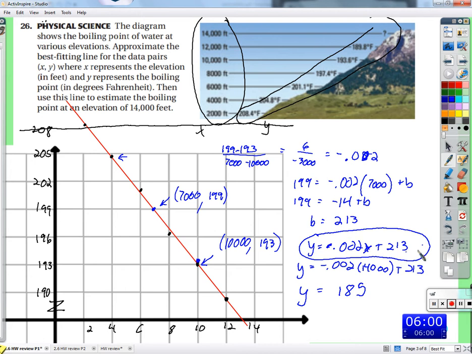This equation would not be the same for everybody. It would probably be different for every person. Unless you're the kind of person who forces themselves to use the points they're given, those are not necessarily going to be on the line that you draw. Keep that in mind.